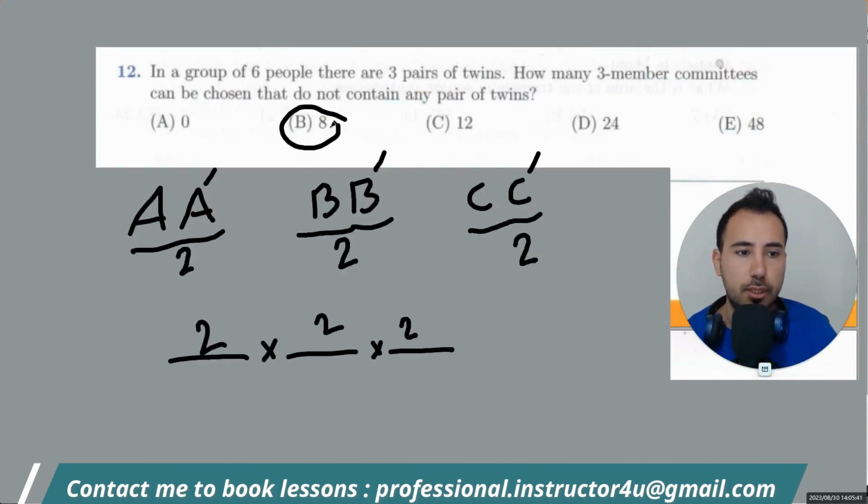You could also keep writing a list. So for example, if you have A, B, C would be one of them, and then A, B prime, and C would be another one.